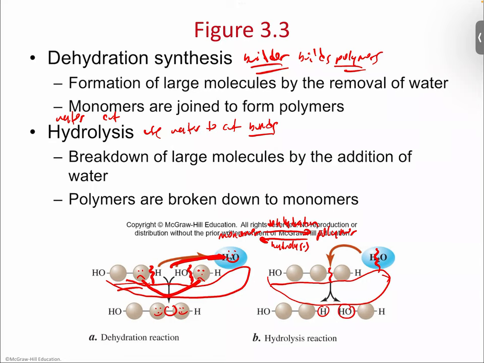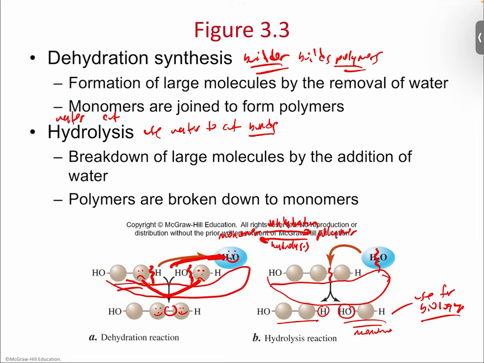And now what happens? What was three has now become two. And now you have a monomer. And you could use this for biology. Like for instance, maybe you want to use this to get energy from it. And you can send that off to have energy produced from it.